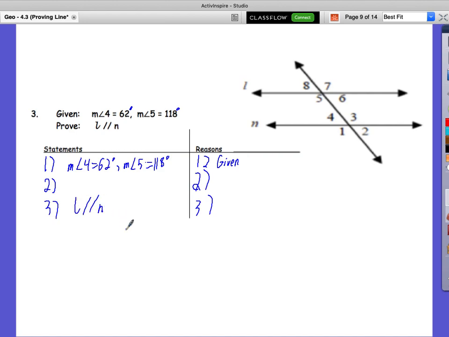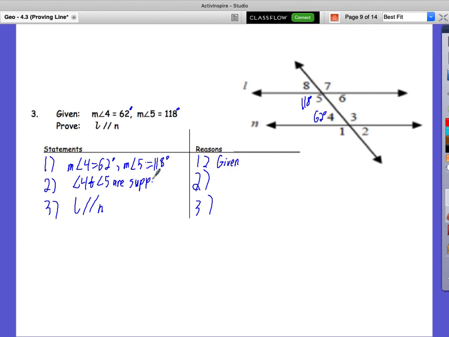Okay. So we still know 3 of the blanks. You have 3 to go now. So we're told that the measure of angle 4 is 62 degrees. The measure of angle 5 is 118 degrees. Wait, what does that make those 2 angles? Supplementary. They add up to 180. Okay. So we can say angle 4 and angle 5 are supplementary.